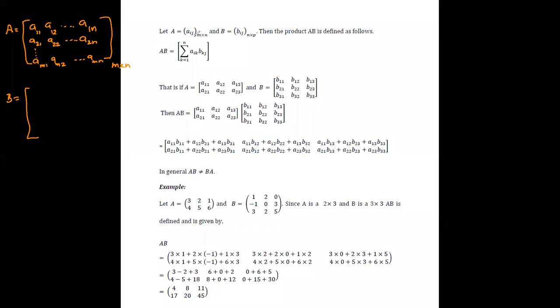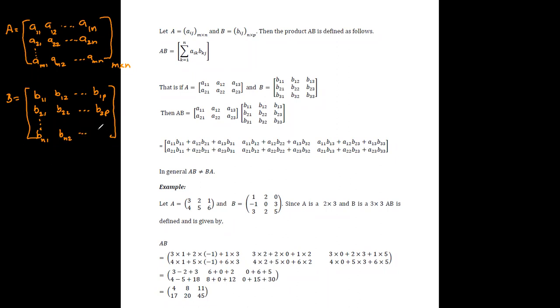Let matrix B be an n by p matrix. Then we can write down the elements as b11, b12 up to b1p, because we have p columns in this matrix, then b21, b22 up to b2p. Likewise, since we have n rows in this matrix, we get bn1, bn2, likewise up to bnp. Here this is an n times p matrix.